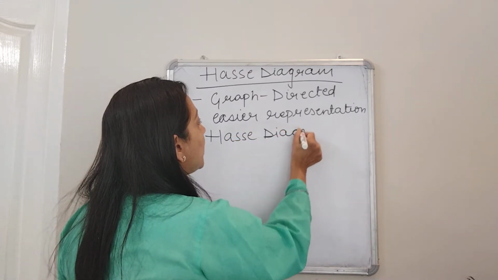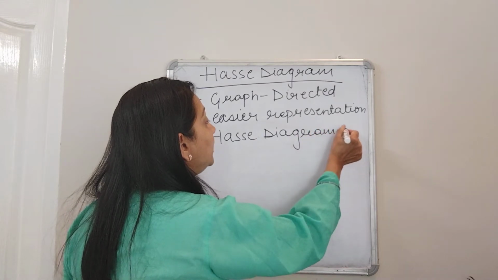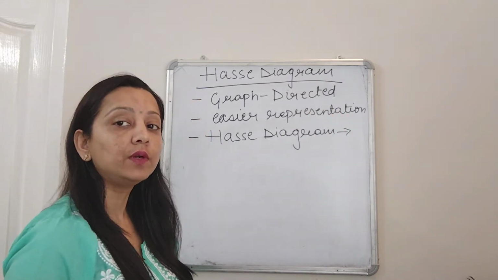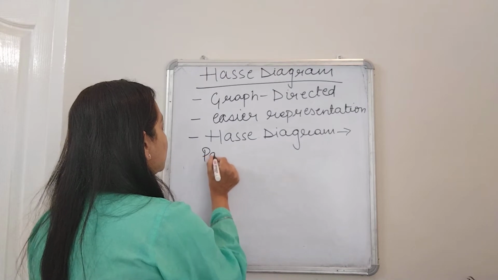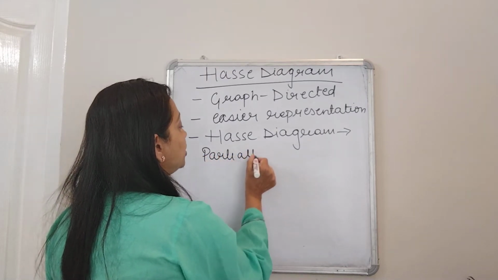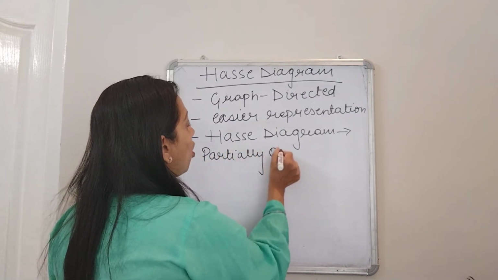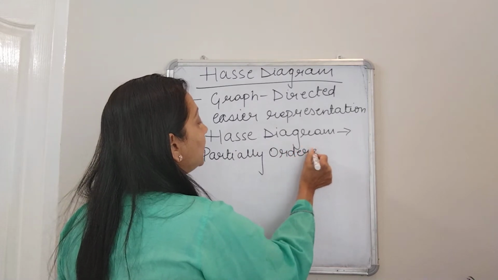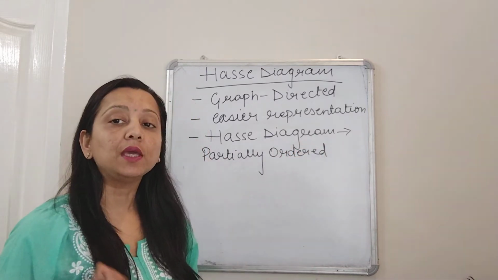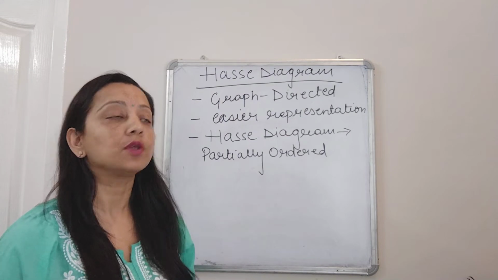is always and only made for relations which are partially ordered, or in other words, you make a Hasse diagram for a poset.